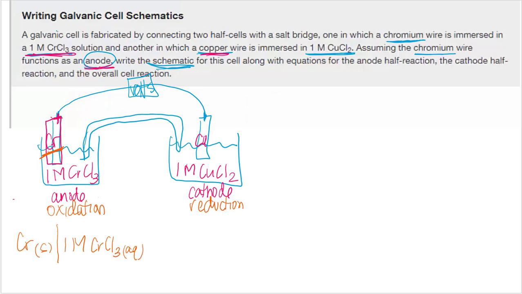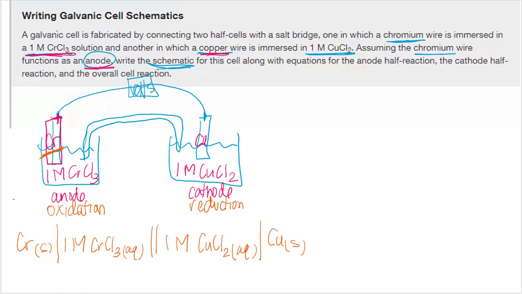That's aqueous. We have our salt bridge, and then we have reduction happening. My 1 molar of copper 2 chloride, and then there's the interface, copper in solid form.